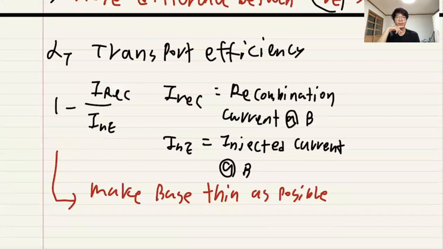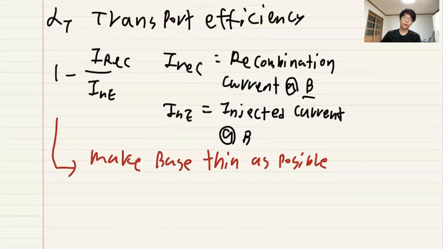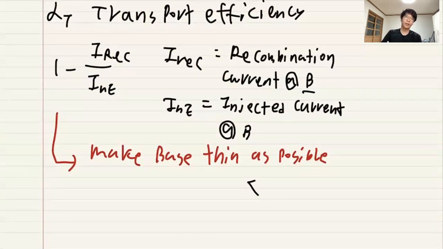And there is alpha T, the transport efficiency. Transport efficiency consists of I recombination over INE. The recombination current at the base is proportional to the expected value of the injected carriers, and INE is the injected current at the base. We want alpha T to have as low recombination as possible and as much injected current as possible. To make it more efficient, we have to make the base as thin as possible.